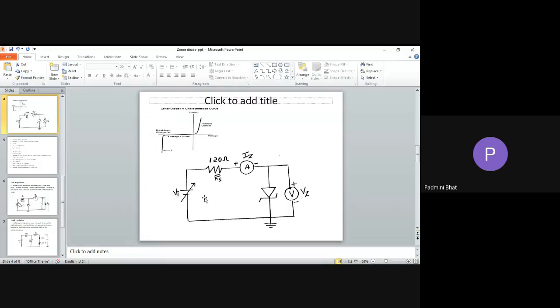So how much should I keep? Should I start from 0.1, 0.2? Not necessarily, because mine is 5.6. So I keep 1 volt, note these two readings, then 2 volt, 3, 4, 5. Now 5.6 is our theoretically known value, so after 5, in smaller intervals, we take the readings. Here we keep 5.2, take the reading, 5.4, take the reading. You can make out that the current has started shooting up.